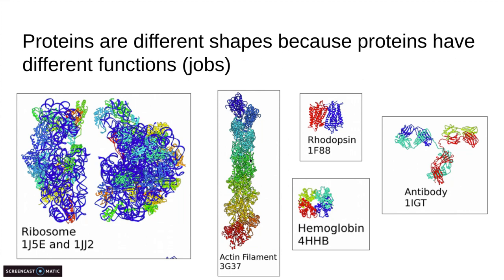Some of them are long and skinny. Some of them are short. Some of them are made of 2 parts. We're going to talk about some examples of proteins in the next couple of days, but all of these proteins are different shapes because they have different jobs. And so if we have a problem with the protein or a problem with the code of DNA that's coding for that protein, maybe our protein's not going to be the exact right shape and it's not going to be able to do its job.